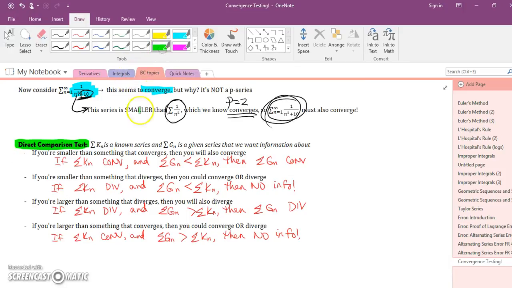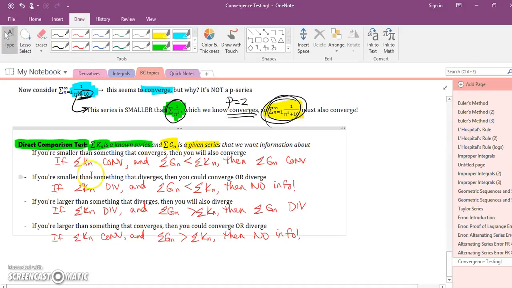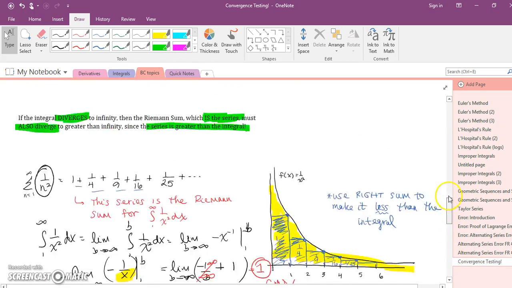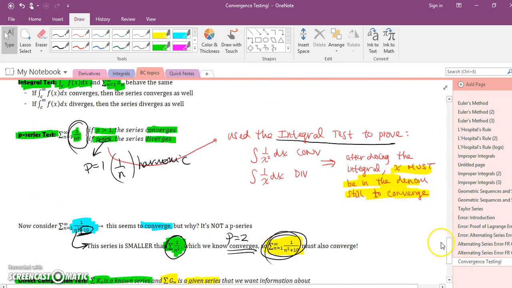When you write this rule down, just keep in mind that k sub n is a known series, kind of like this is a known series. And g of n is a given series that I want to know something about, like this guy. So go ahead and write this down. And this here proves convergence and divergence for 2 of the cases. For 2 of the other cases, you have no info and you have to go to another test. So go ahead and get these notes written down. In class, we're going to practice these tests right here. Then I will add on the ratio test and the limit comparison test.